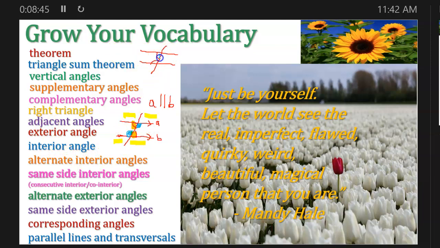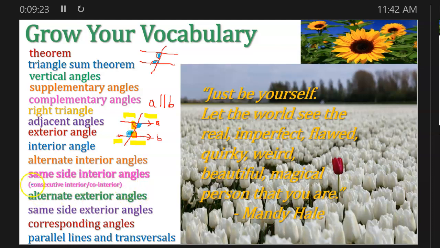But your same side interior, like this one and this one, they're inside and they're on the same side of the transversal. Those are not congruent. Those are supplementary. They're going to add up to 180. You're going to see as we go over a lot of these angles that they usually fall into one of those two categories. They're either going to be congruent, or equal to one another, or they're going to be supplementary, or 180 degrees.